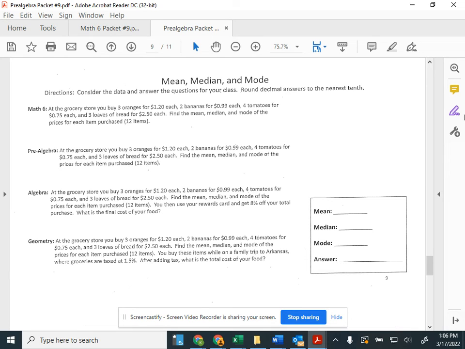There are 12 items. So you need to write them out in order so we can find the median. So you want to put them in order. What's our smallest price amount that we have? Paul? 0.75. How many times do I want to write 0.75?